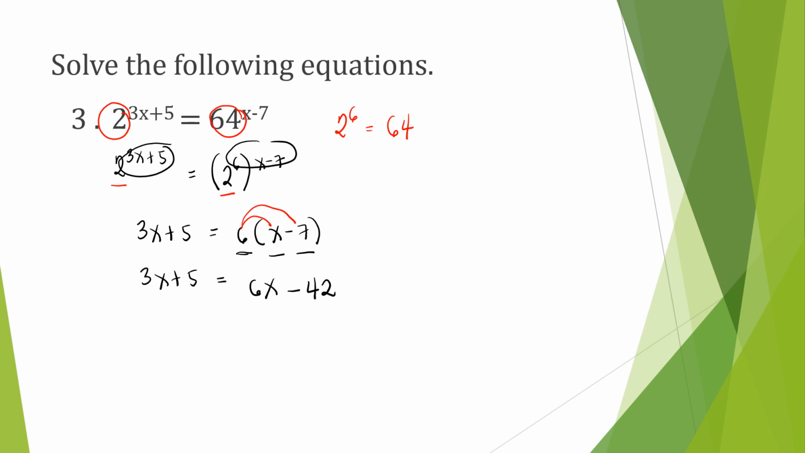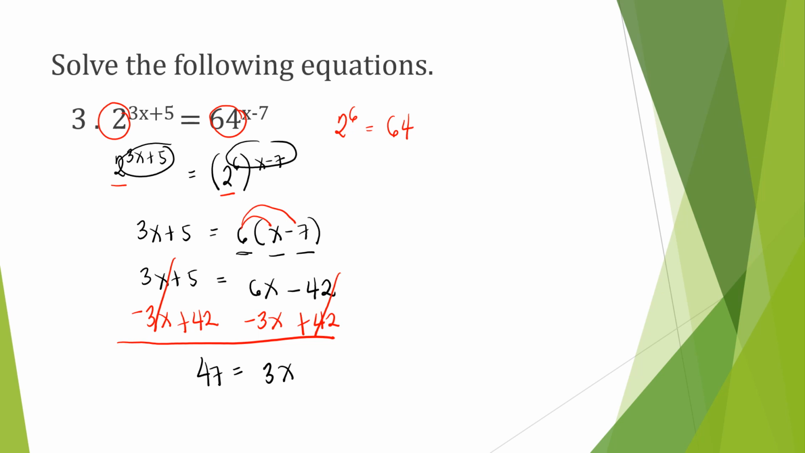Next, let us solve for x. Let us add negative 3x. So we cancel this part. Then let us also add positive 42 to both sides of the equation. So we have 47 is equal to 3x.